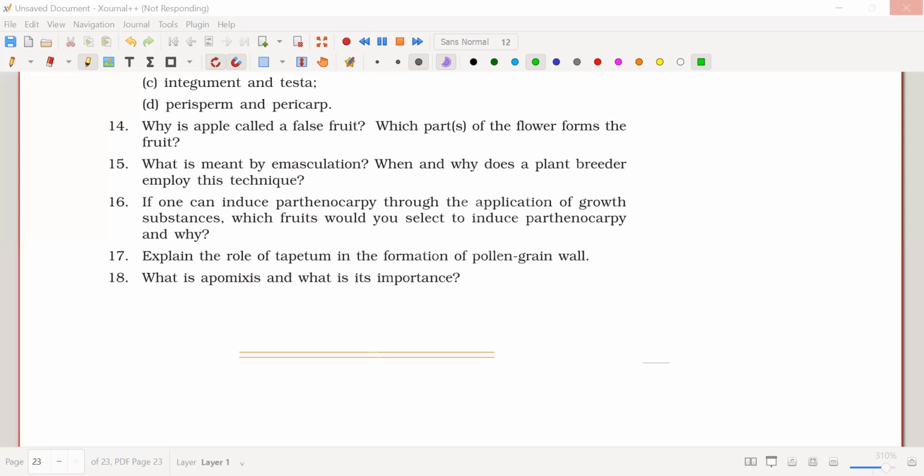The seminal plasma is from the epididymis, vas deferens, seminal vesicle, and prostate. The seminal plasma, along with the sperm, constitutes the semen.